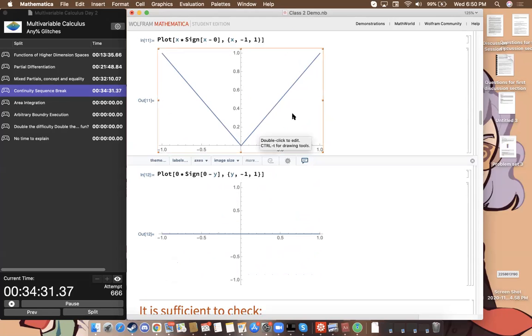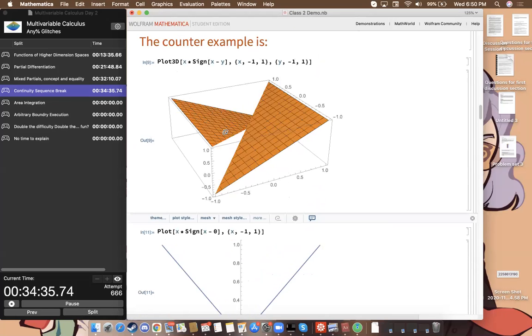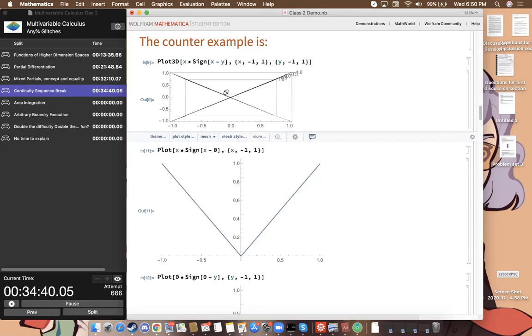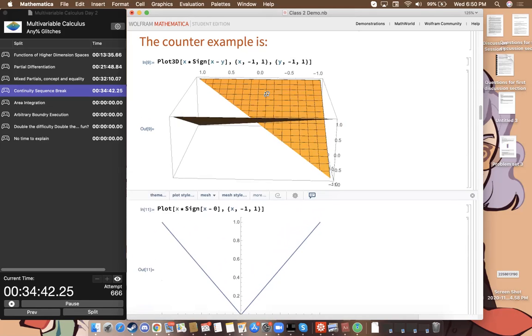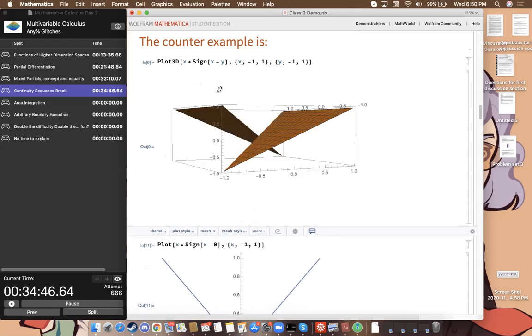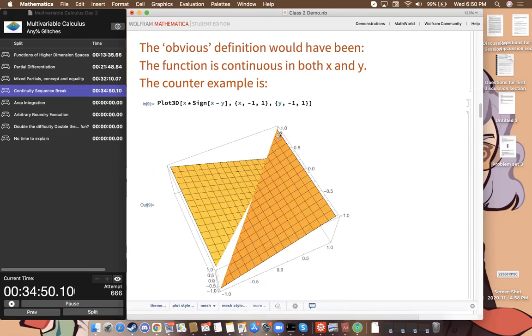This is just the absolute value function. This is just the 0 function. Those are continuous. If we line it up here, there's a continuous line through there. That's just the absolute value you can see here. Along here, it's harder to see, but that's just a flat line. But if we actually look at it in higher dimensions, it's not continuous.